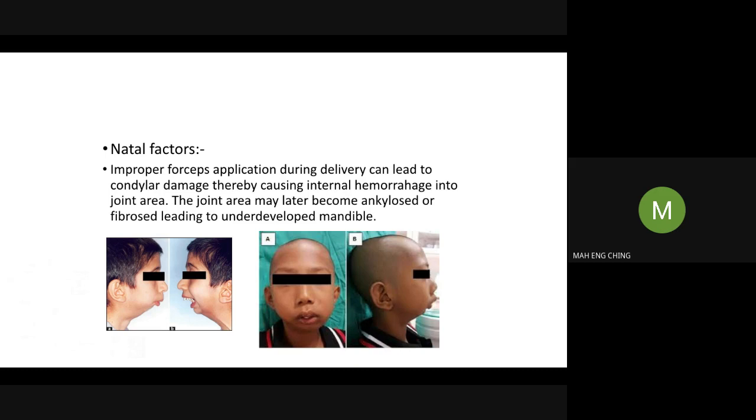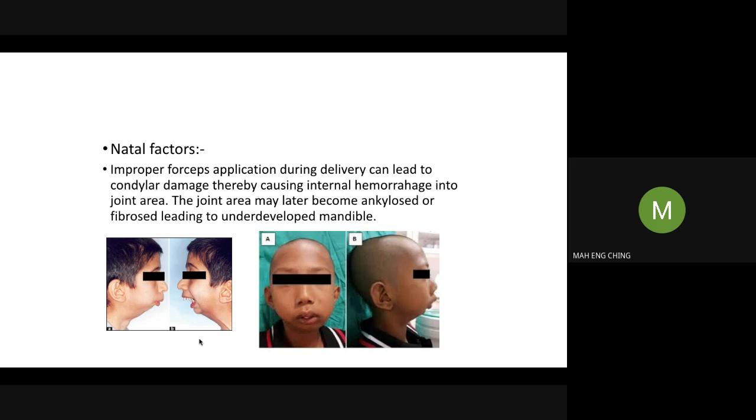It can be due to other factors also, which is a natal factor. It means something went wrong when delivering the baby. Improper forceps application during delivery can lead to condylar fractures or damage, thereby causing internal hemorrhage or bleeding into the joint area. Whenever you have damage to the condylar joint area, the joint may later become ankylosed or fibrous, leading to underdevelopment of the mandible.